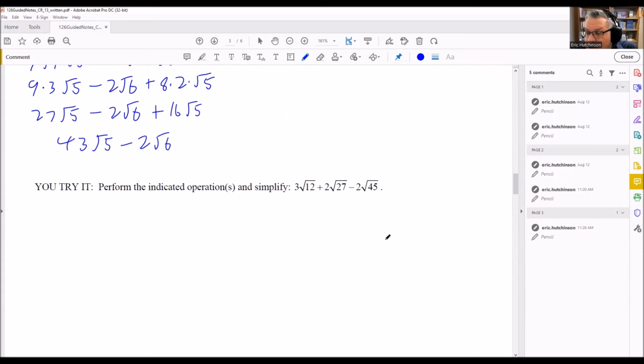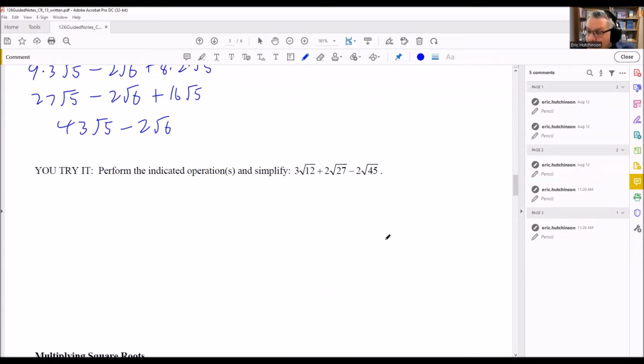So let's do this next one. Okay. So this next one here, we've got the 12. We're going to write that as 4 times 3 because we can take the square root of 4. Now, next one is a 27. Now, 27 is, we can do 9 times 3. So we'll do a 9 times 3 because we can do the square root of 9. And then we have a 2 square root of 45. So we'll do a 9 times 5 here since we can take the square root of 9.